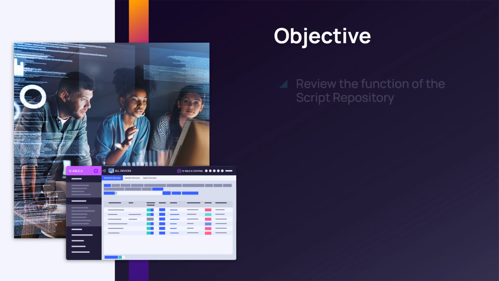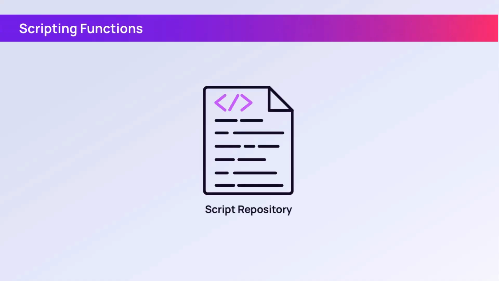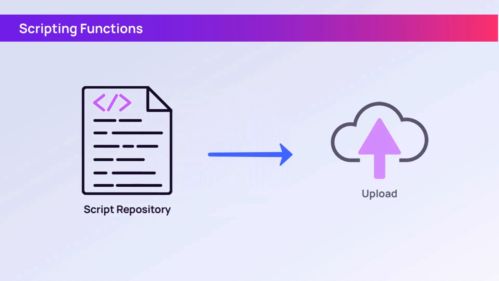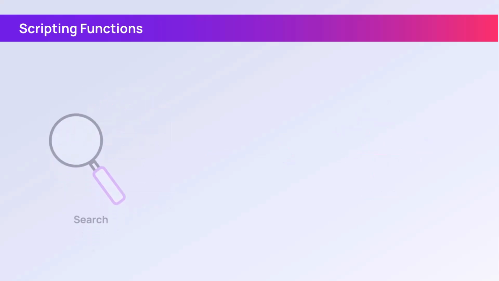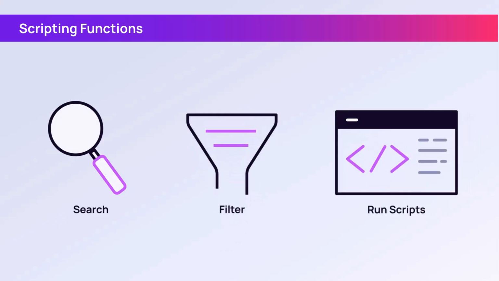In this module, we will review the function of the script repository. The script repository enables users to upload custom scripts to Endcentral or Endsite. Search, filter, and run scripts on demand to a specific endpoint, and review the output from the assets view.